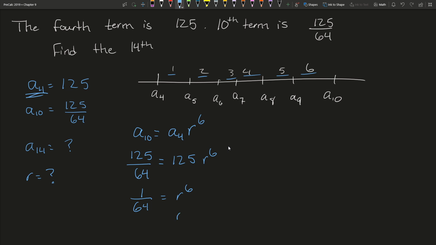So r, in this case, must equal 2, but in the denominator. So 1/2 to the power of 6 is going to equal 1 over 64. And that part requires a little bit of practice. Okay, so you might not know that right off the bat. But if you know 2 times 2 is 4, times 2 is 8, all the way up to 64, you can kind of get there. And because 64 here is in the denominator, the 2 must also be in the denominator.